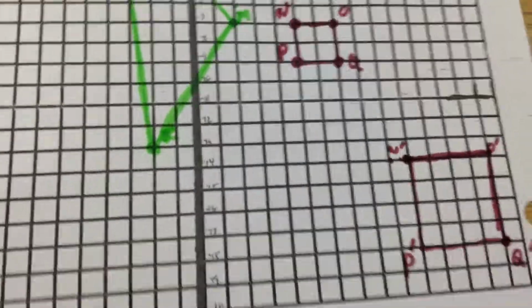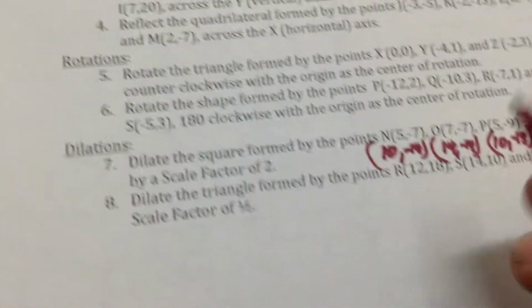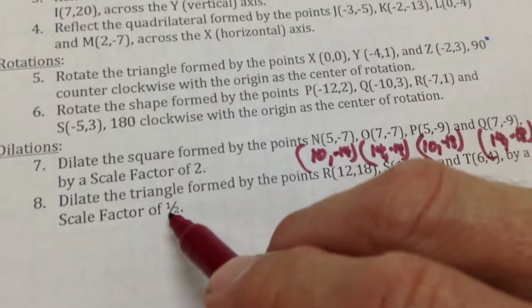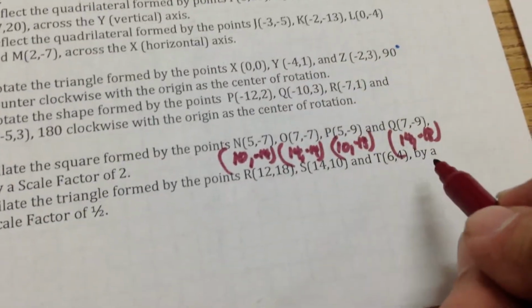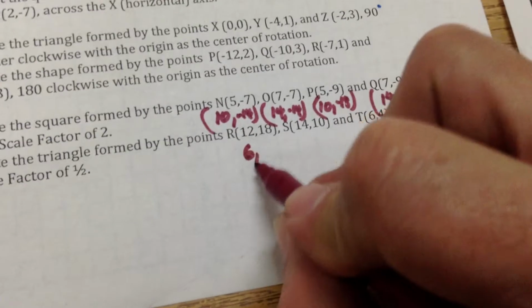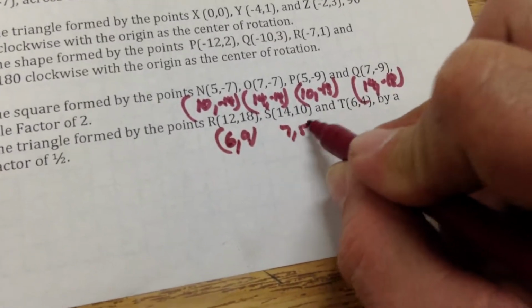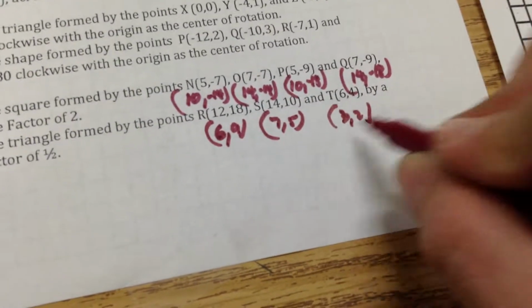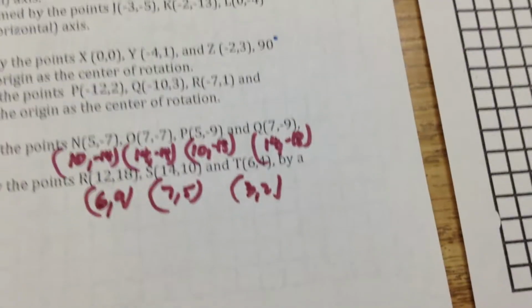All right, last one. I know you're really waiting for me to get done. So this one, we're going to dilate a triangle by a scale factor of 1/2. So that means you take all these points and you just cut them in half. So 6, 9 will be the new one, 7, 5, and then 3, 2. So let's go draw the original first.